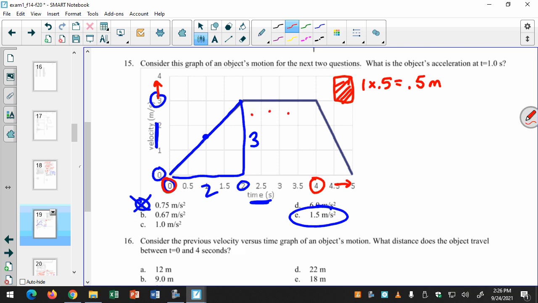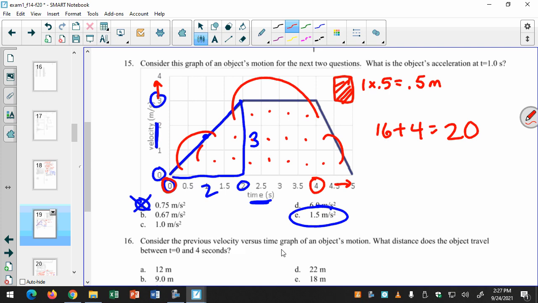I have 1, 2, 3, 4, 5, 6, 7, 8, 9, 10, 11, 12, 13, 14, 15, 16. So I have 16 so far. And then I start to combine squares. Like I might combine these 2 squares. See how they add up equal to 1 square. And then I might combine these 2 squares. So that's 2 additional ones that I have. Or maybe that other one. I'll combine these 2. And we're just estimating. So we'll combine those 2. So those are 4 additional squares. So plus 4, that gives me a total of 20 squares. And 20 times 0.5 is 10 meters-ish.